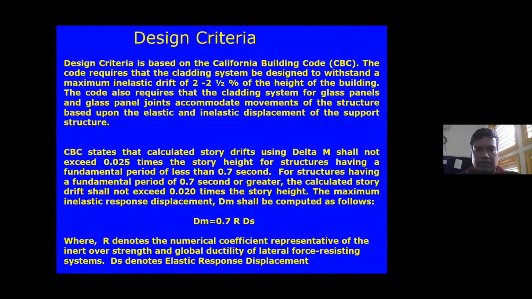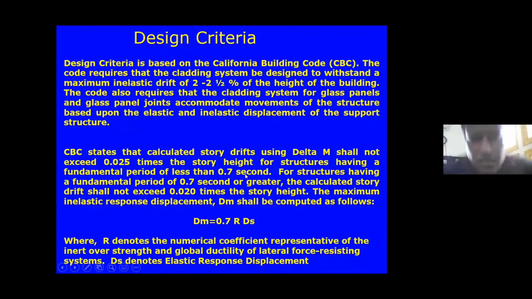So what they came up with is that the code requires that the cladding system be designed to withstand maximum inelastic drift of 2 to 2.5% of the height of the building. The code also requires that the cladding system for the glass panels and the panel joints accommodate movement of the structure based upon the elastic and the inelastic displacement of the support structure. So what it means is they gave another criteria. The California Building Code states that calculated story drift using the delta M method shall not exceed 0.025 for a story height of a structure of a fundamental period of 0.7 seconds.